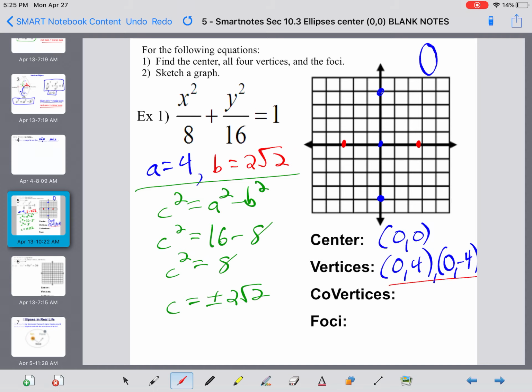Now, you might have noticed with these first ones, the vertices, I could have written that in one set of parentheses.